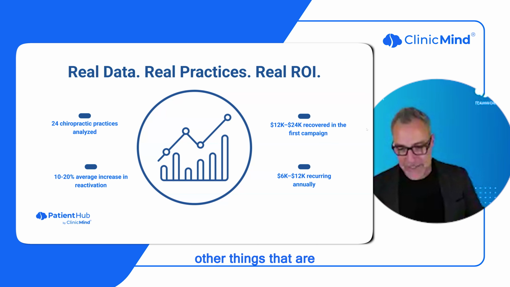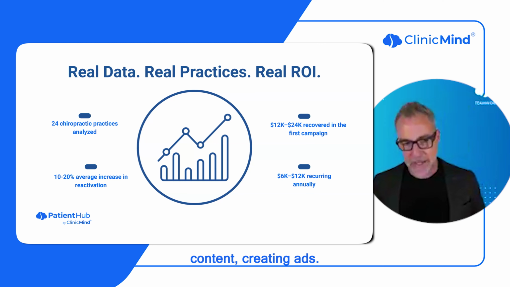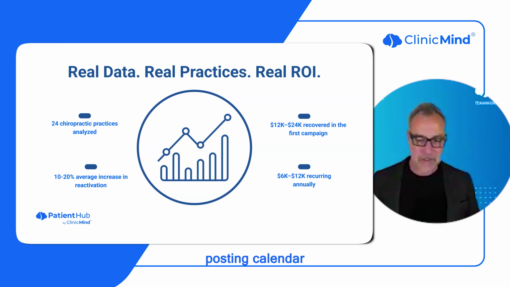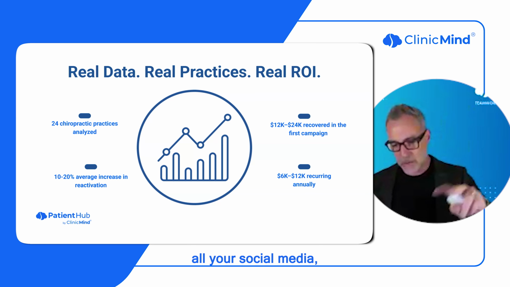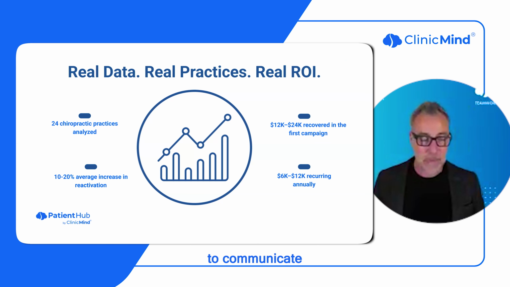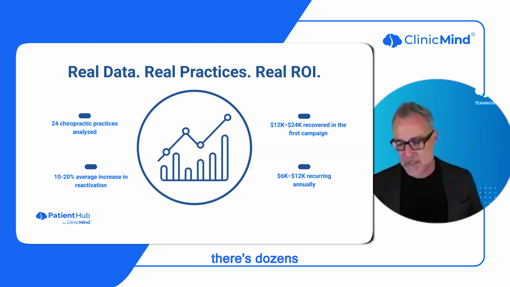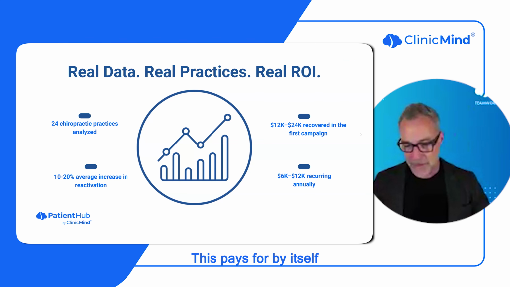PatientHub does a million different other things that are awesome as well. You've got AI scheduling bots and all kinds of review campaigns, and AI is responding to your reviews, boosting your visibility and your AI search and all that stuff. All kinds of AI tools for writing content, creating ads. You have your posting calendar, so you can post out all your social media for weeks or months in advance. The unified inbox to communicate with patients across multi-channels, email, text, social, and so forth. There's dozens and dozens of awesome features in PatientHub, not even counting that this pays for it by itself.